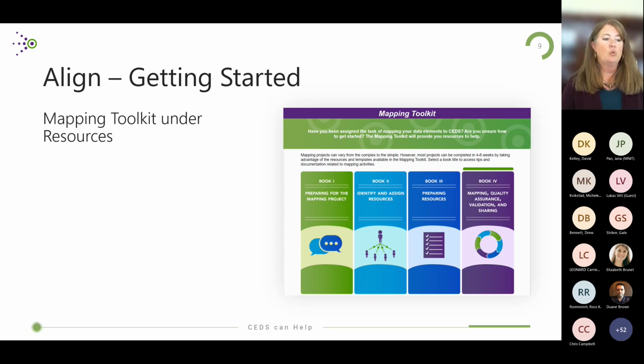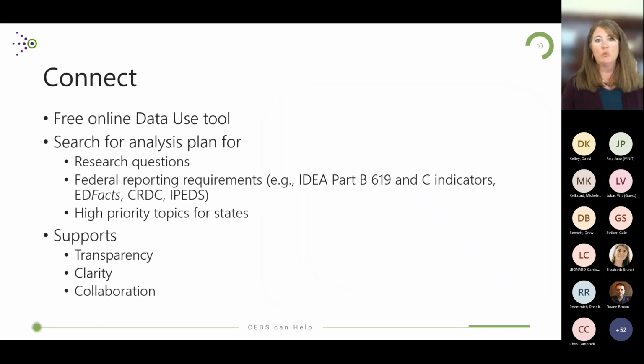So the mapping toolkit is split into 4 books, as you can see on the screen. And each one, when you click on it, will provide templates. It will provide instructions. It'll provide potentially who might be able to do that within your system. So it kind of walks you through all of that, including that workflow that was on the screen just a minute ago. Okay, switching to Connect.